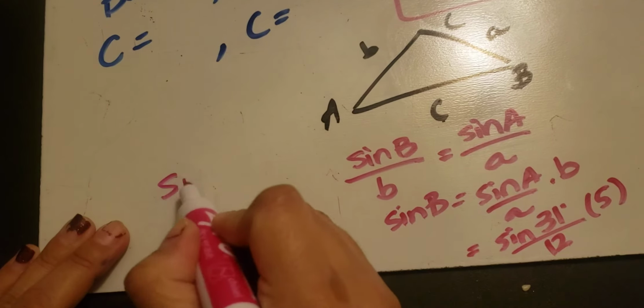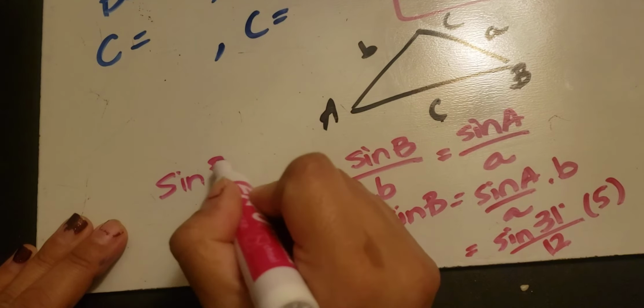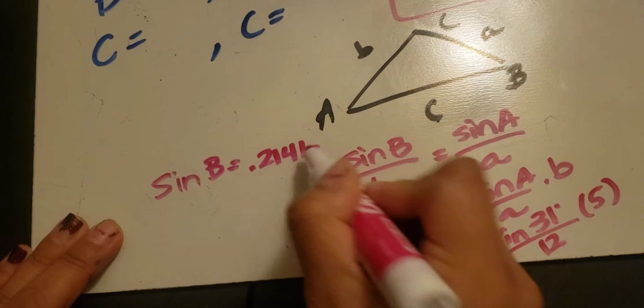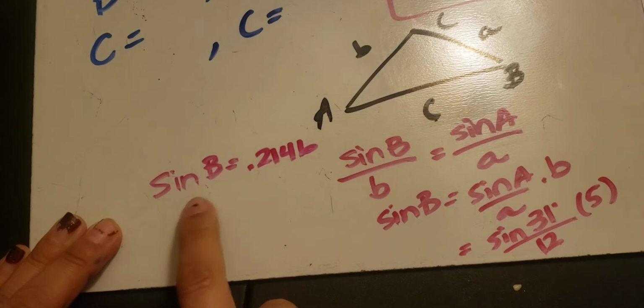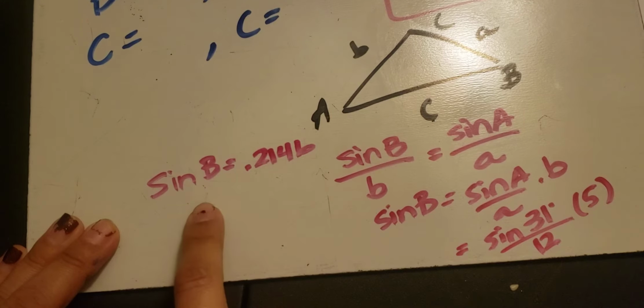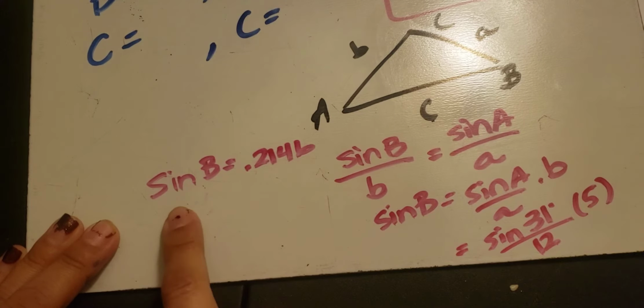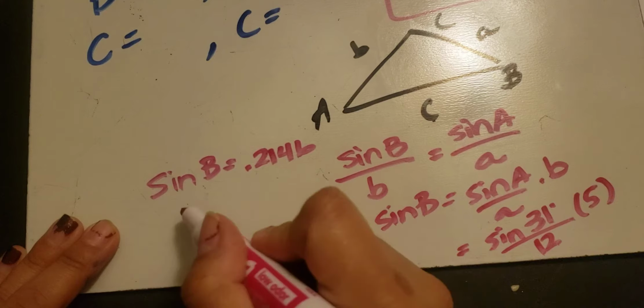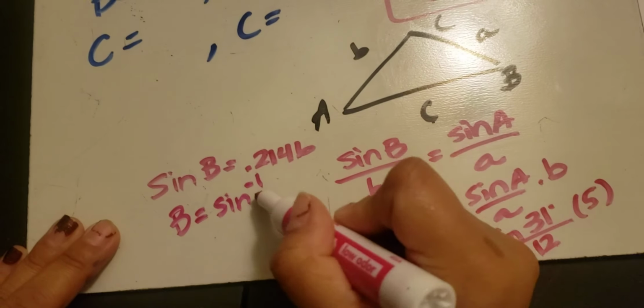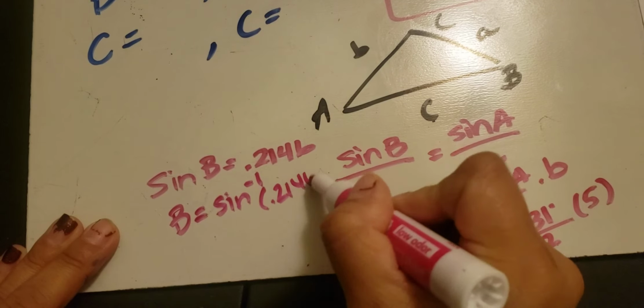So now I'm going to write sine of B equals 0.2146. Okay, so I don't want to solve for sine of B. I want to solve just for B, and B is our angle. So this is when we now want to use our inverse. So now we're going to write B equals sine inverse of 0.2146.